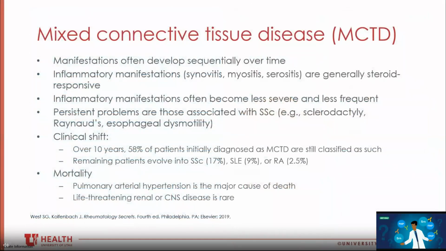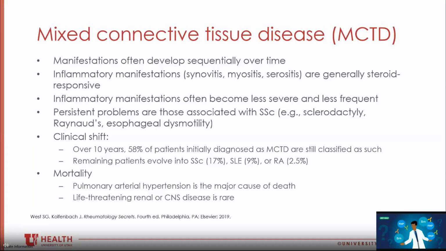The manifestations of mixed connective tissue disease often develop sequentially over time. Inflammatory manifestations such as synovitis, myositis, and serositis are generally steroid responsive, decreasing in both frequency and severity upon treatment. The symptoms that persist tend to be those associated with systemic sclerosis, including esophageal dysmotility, sclerodactyly, and Raynaud's syndrome.